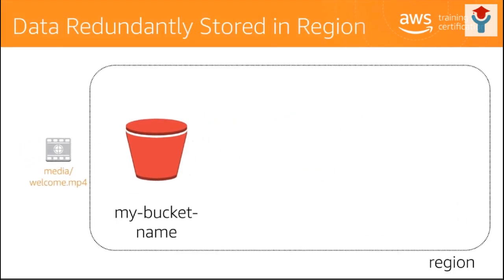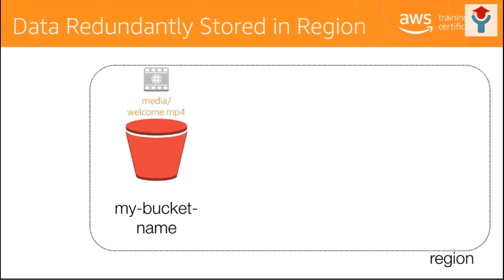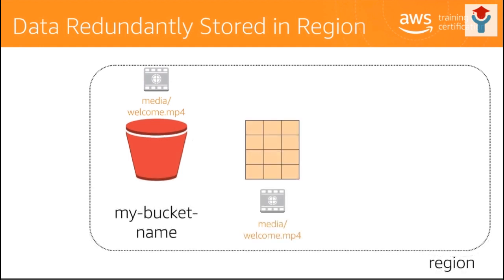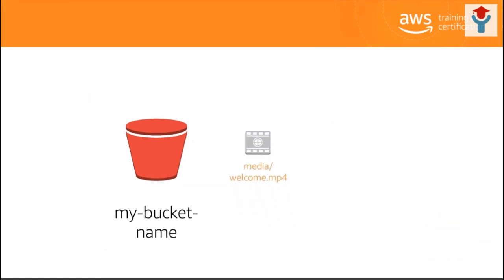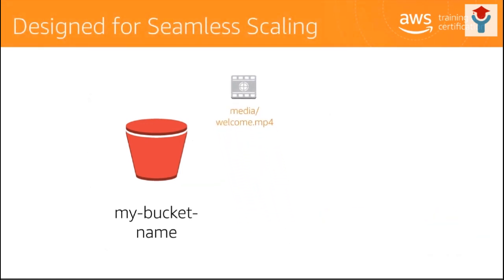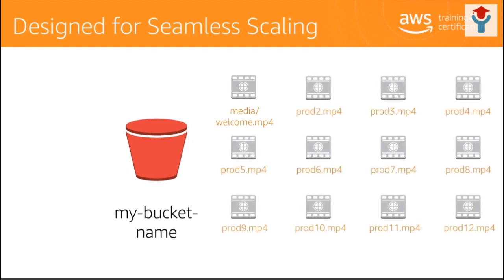When you create a bucket in S3, it's associated with a particular AWS region. Whenever you store data in the bucket, it is redundantly stored across multiple AWS facilities within your selected region. The S3 service is designed to durably store your data, even in the case of concurrent data loss in two AWS facilities. S3 will automatically manage the storage behind your bucket even as your data grows.